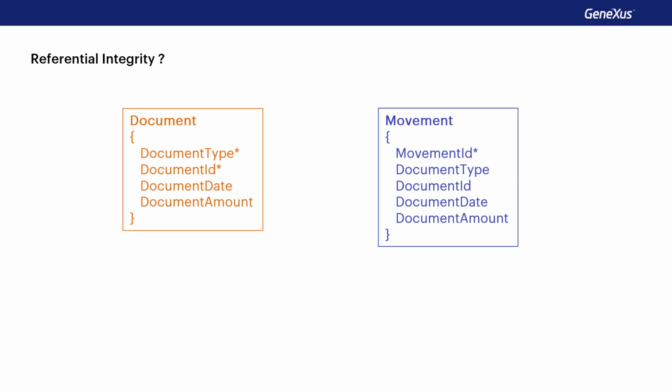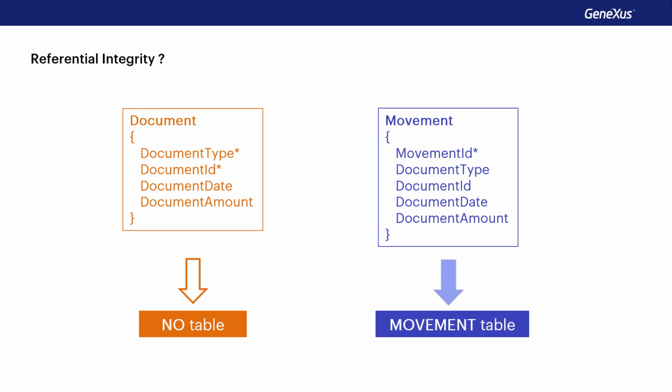Moving forward with this example, remember that we've said that the travel agency's accounting system needs to handle all documents as accounting movements. Since the document table associated to the document transaction will not be created, we can assume that in the movement table associated with the standard movement transaction, the pair of attributes made up of document type and document ID cannot constitute the foreign key that they should. So what's going to happen with the referential integrity check? Can GeneXus make it?